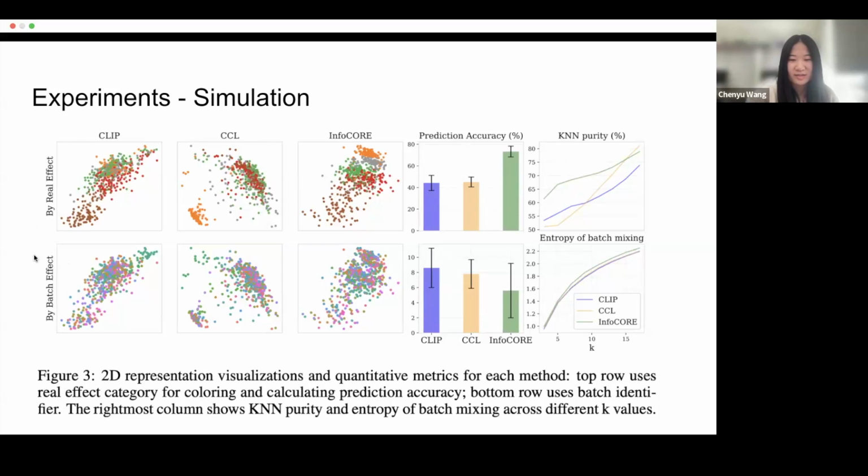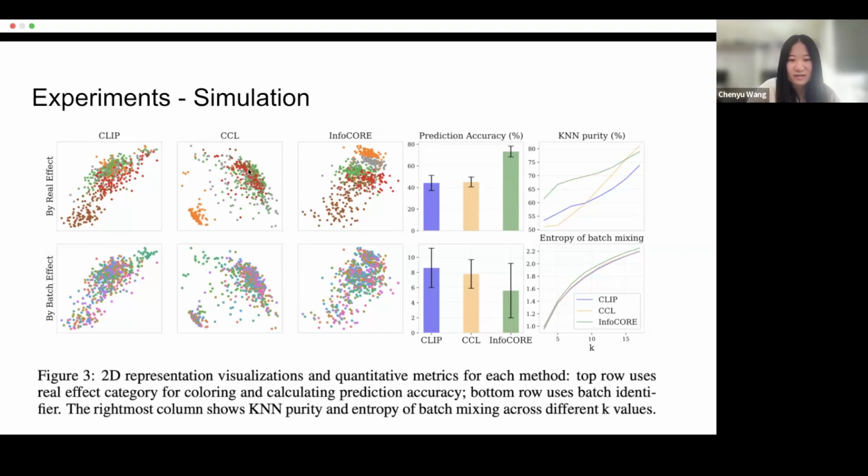And also there are some batch effects. So we have 5 real effect and 25 different batch effect labels in the simulation setting. And we project the latent representations directly to the 2D space, so that we don't need to use other methods like t-SNE or UMAP to do the further projection. And this is reflecting the raw distribution of the latent.